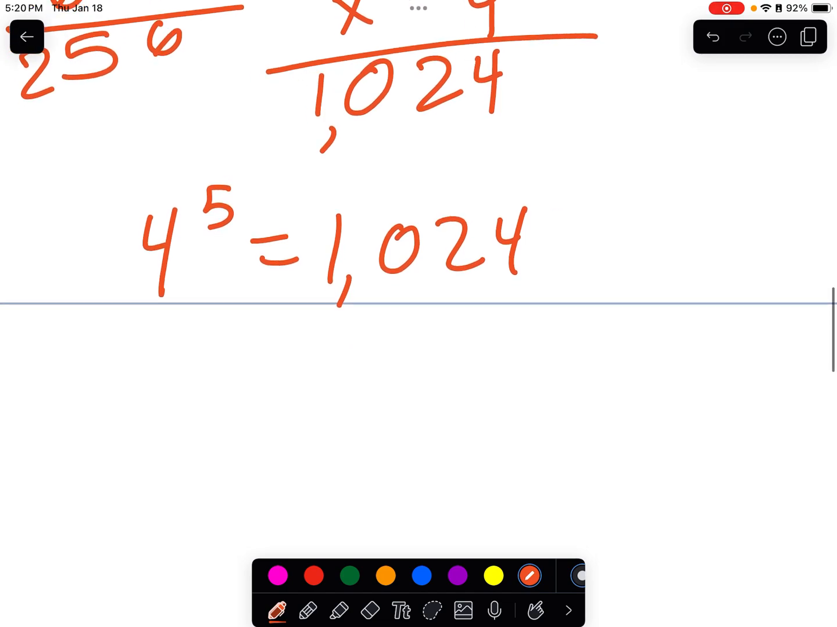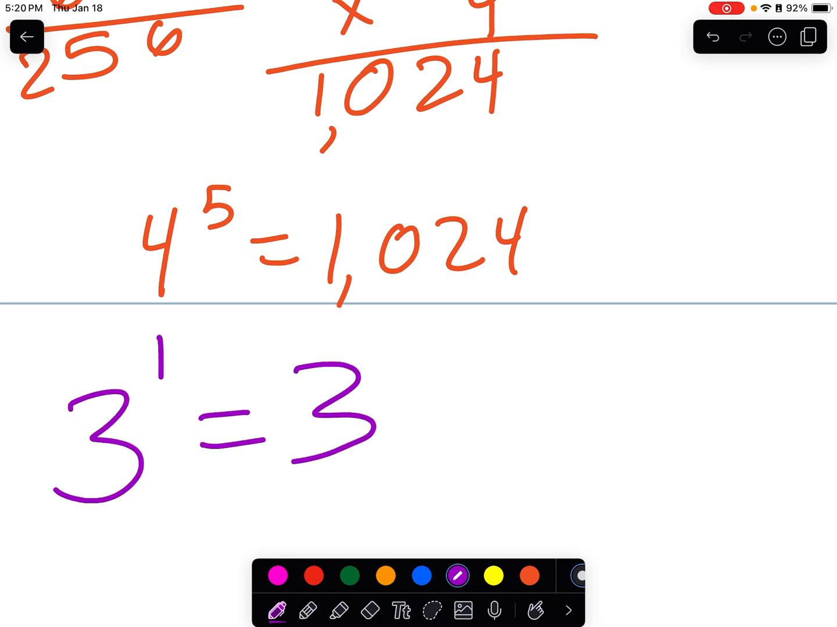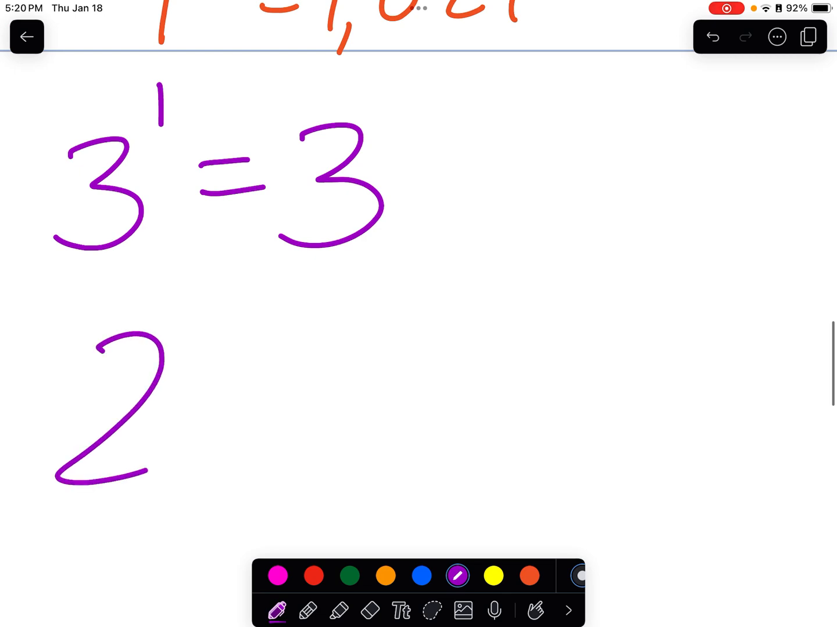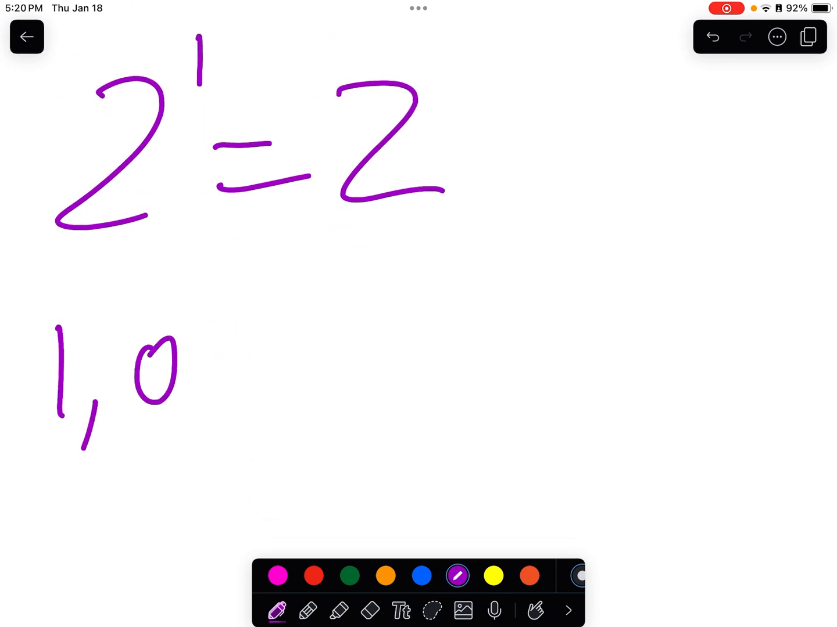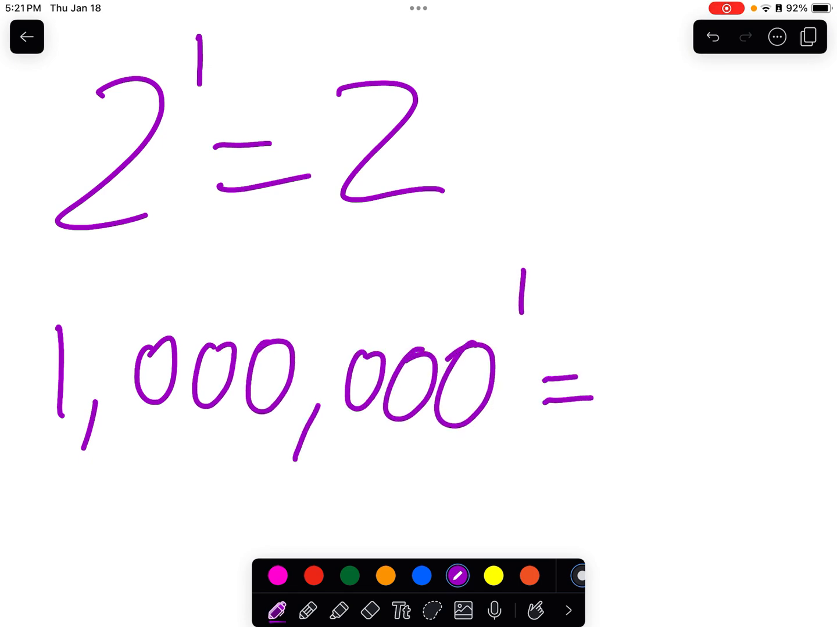And on this last note, I'm going to tell you one other thing, which is any number, such as 3 to the power of 1, is just itself. 3 to the power of 1 is just itself. 2 to the power of 1 is 2. 1 million to the power of 1 is, I don't have a space, 1 million. I hope you get the idea.